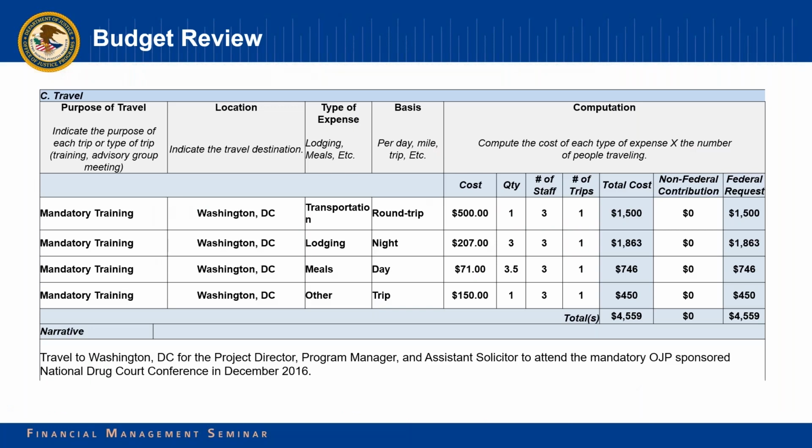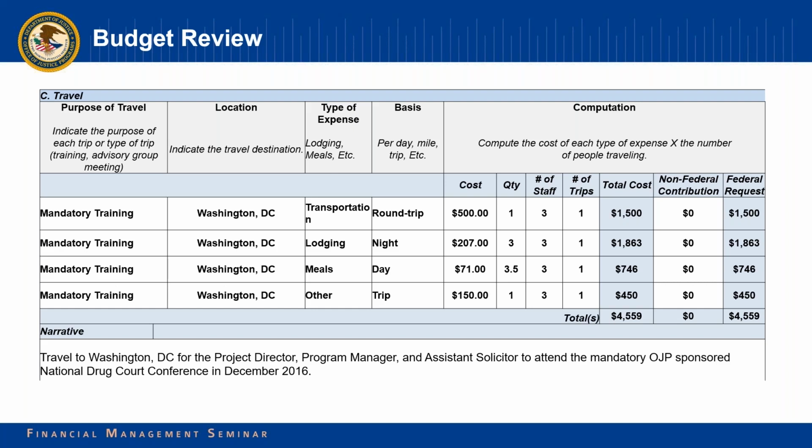So this is just an example of what it would look like in the budget detail workbook. It has the purpose for the travel, for example, the mandatory training, and the location. Now, a lot of times when you're budgeting for items in the travel category, it may be a required trip, but you don't always know where you're traveling to. So it's okay if you put to be determined.